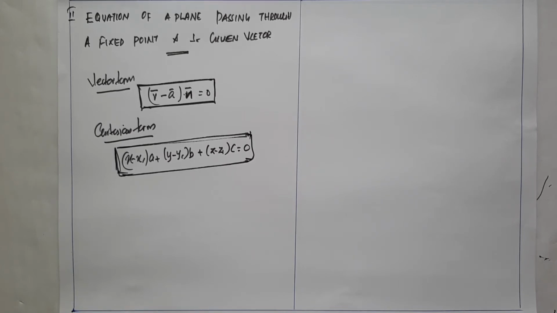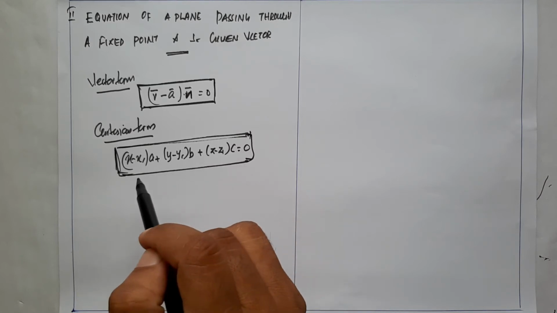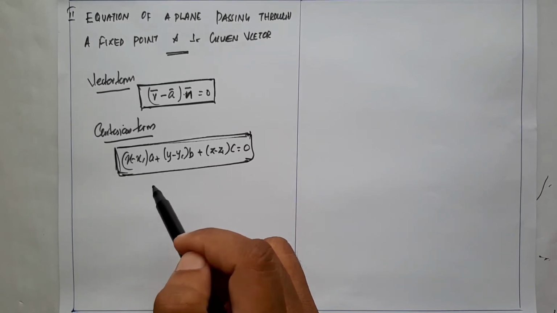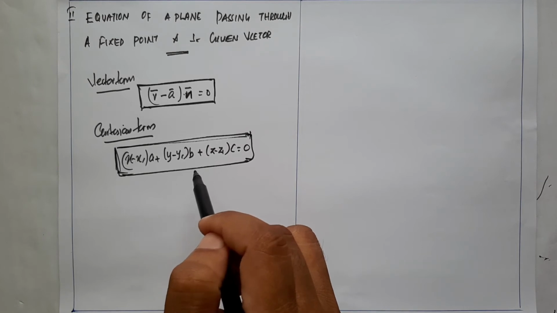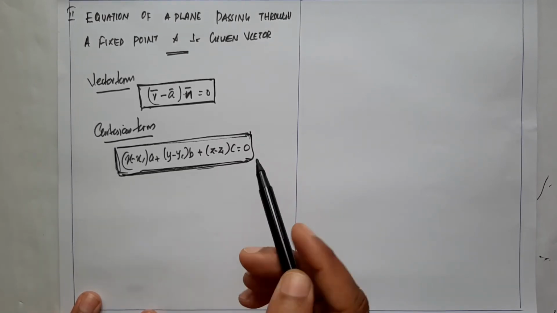In our first section, I mean straight line, I already discussed equation of a line passing through a fixed point and parallel to a given vector. This equation is vector r equal to a plus lambda into m. In that case, Cartesian form is x minus x1 by a equal to y minus y1 by b equal to z minus z1 by c. Here the equation in vector form is r minus a dot n is equal to 0, and its Cartesian form is x minus x1 into a plus y minus y1 into b plus z minus z1 into c. Okay, it's very important.